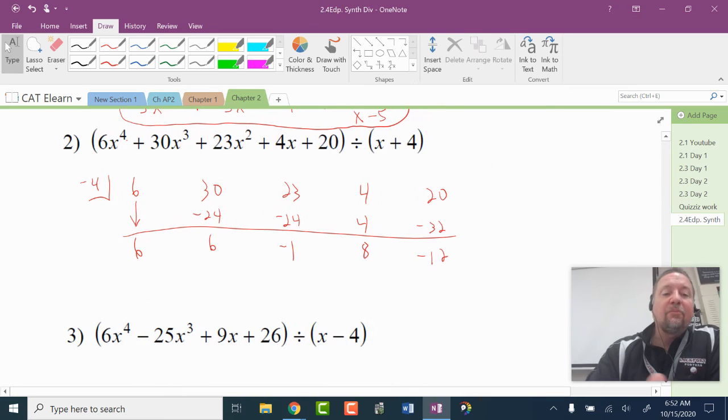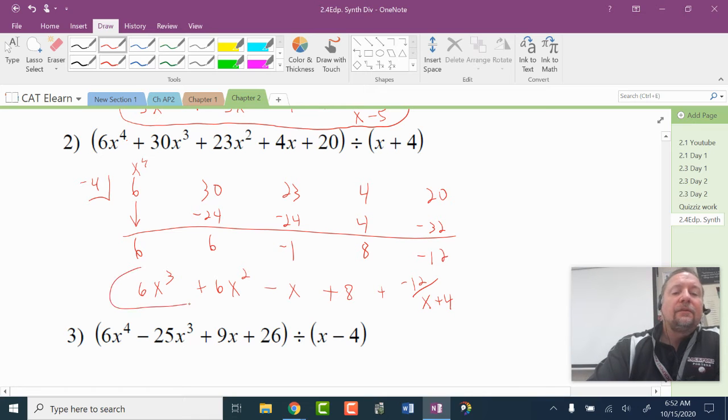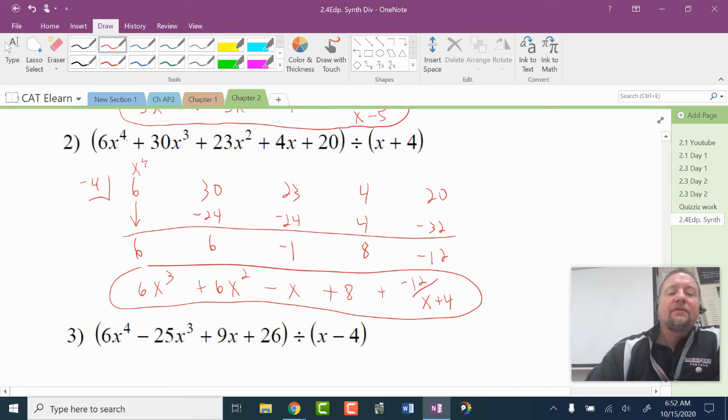Okay, remember, depressed polynomial, 6x to the third, and then 6x squared, minus x plus 8 plus negative 12 over x plus 4. That is the division statement.